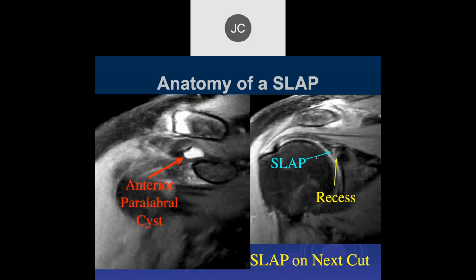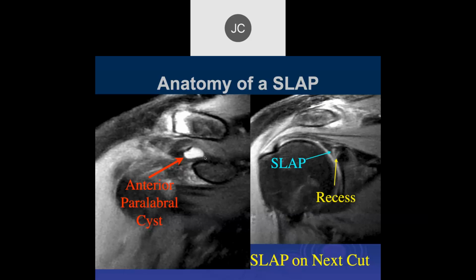On the next cut, we can actually see a paralabral cyst. And so I'm much more comfortable calling these tears when I see an adjacent paralabral cyst. Paralabral cyst next to it.